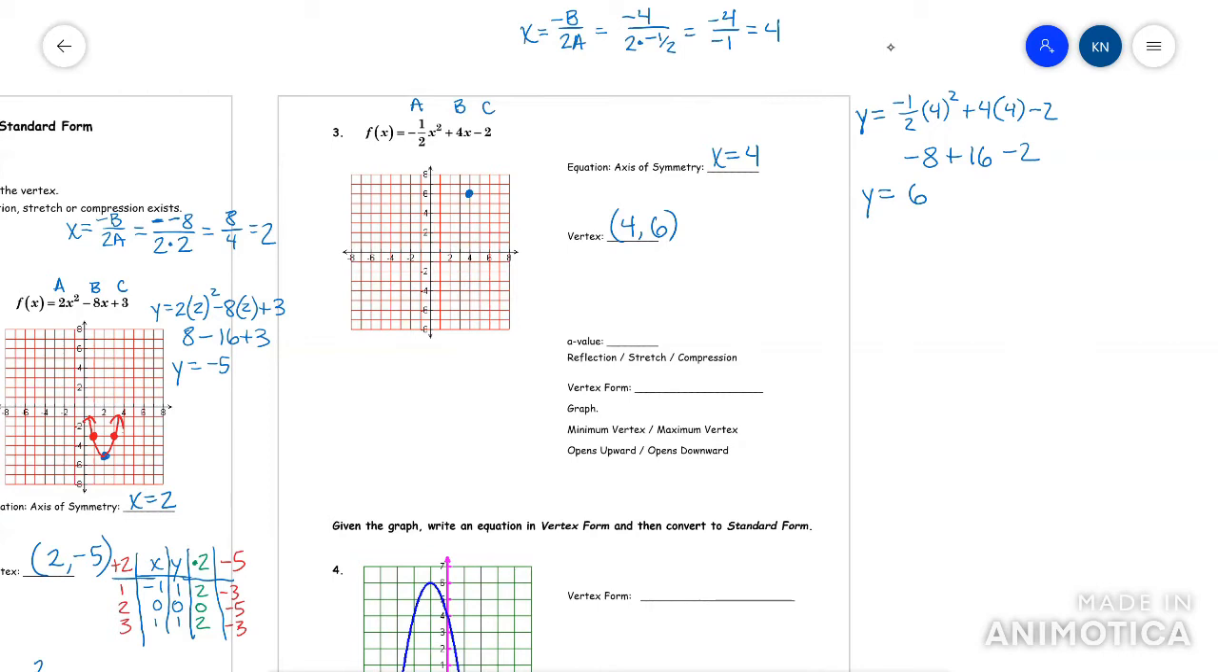Now I can write this in vertex form because I know my a value was negative 1/2. So I just go like this, f of x equals negative 1/2, parentheses, the x lies, so I'm going to write x minus 4 squared, and then plus 6. So this is it in vertex form. Now I can make my table and use my parent function coordinates.